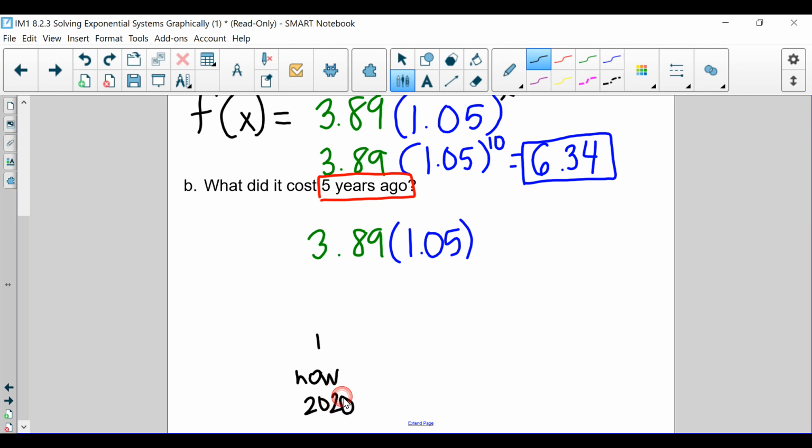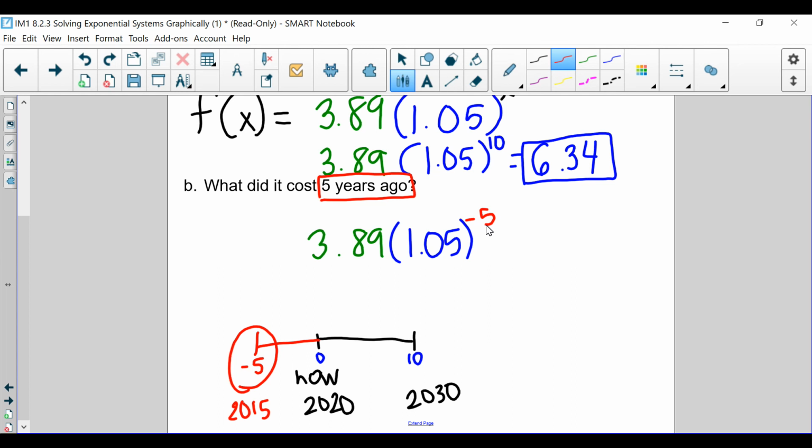Okay, so let's say here is now, 2020. Here is 10 years from now, 2030. This has a value of 10. This has a value of 0. Does everybody see that? Because now would be considered 0. The next would be 10. So if you do 5 years ago, time would be here, which would be 2015, which was minus 5. So then what would our exponent be in this case? It would be minus 5.